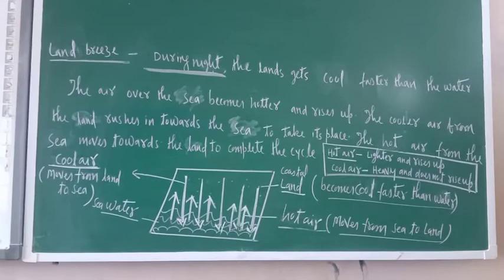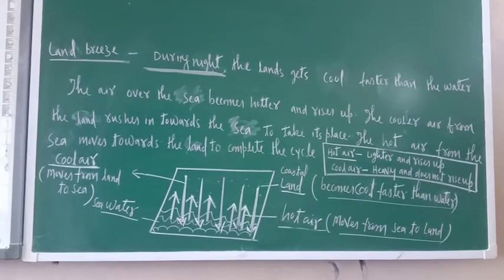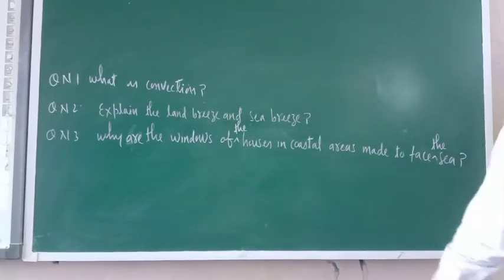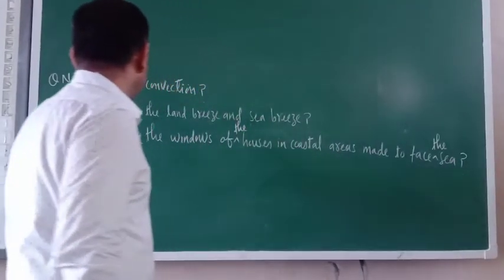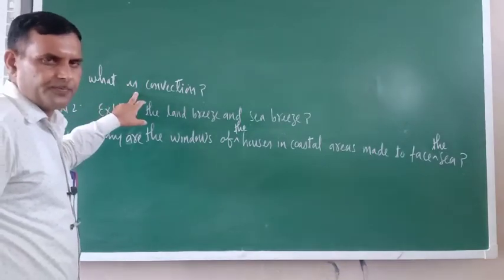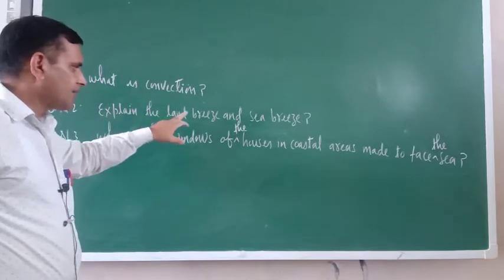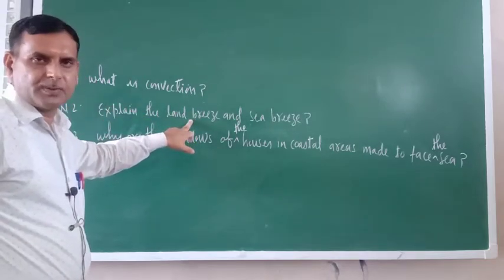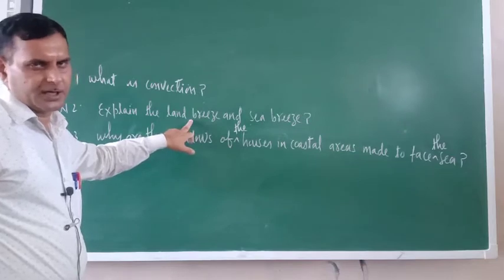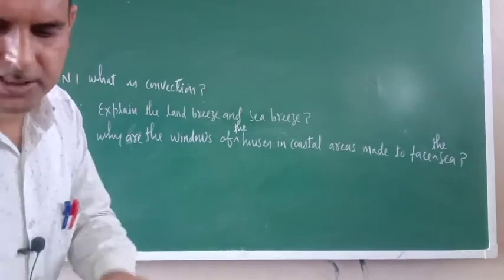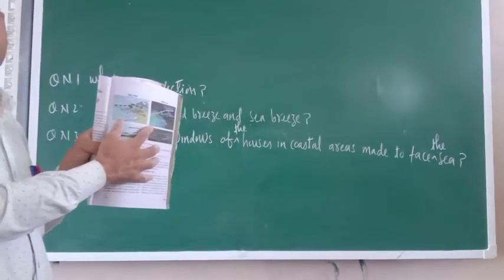Now note down the questions. Basically, I will give you today's 3 questions only. The first one: what is convection? Just define that. The second: explain the land breeze and sea breeze, as I have explained to you, and you have to make a diagram also. You can take the help of the NCERT book also; they have made the diagram there.